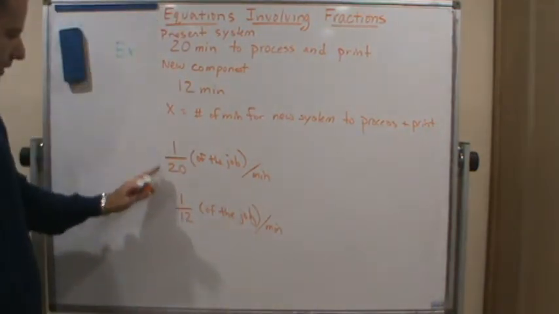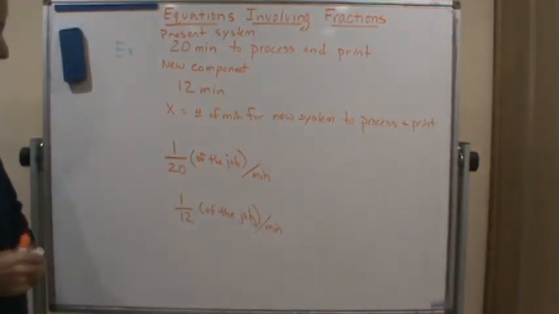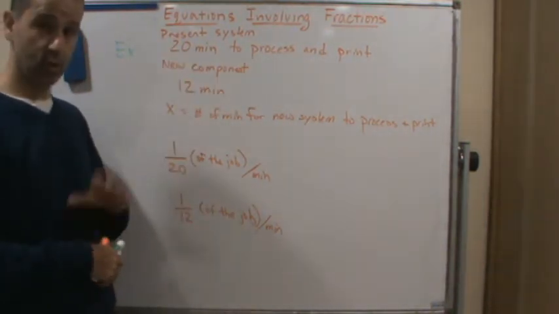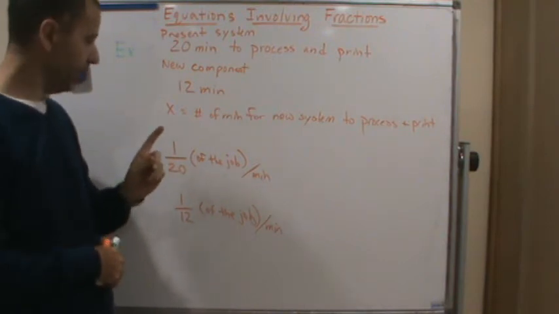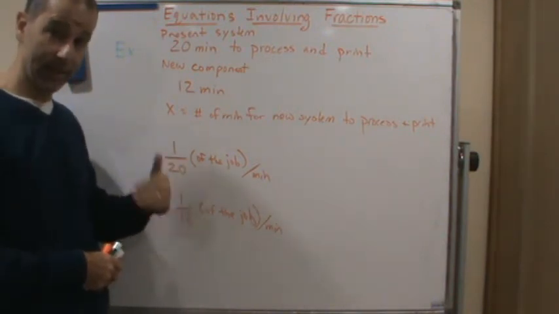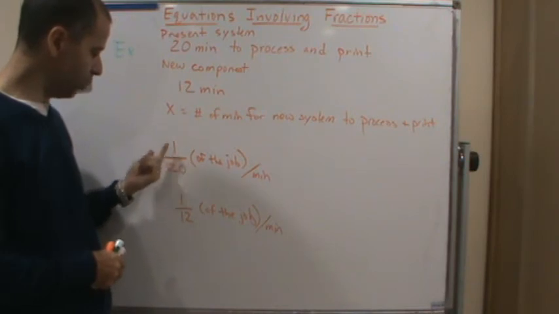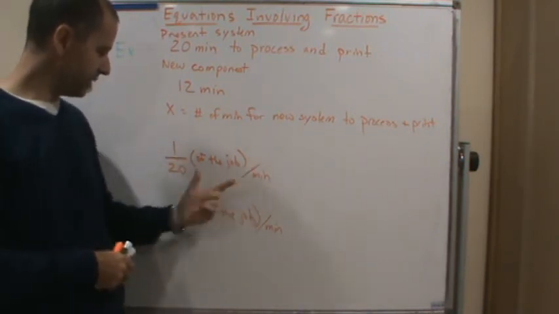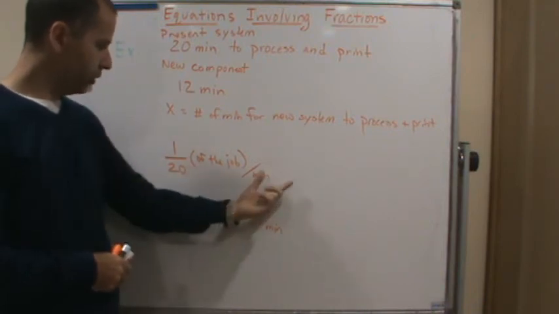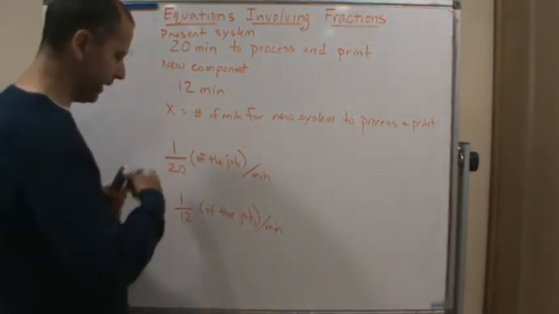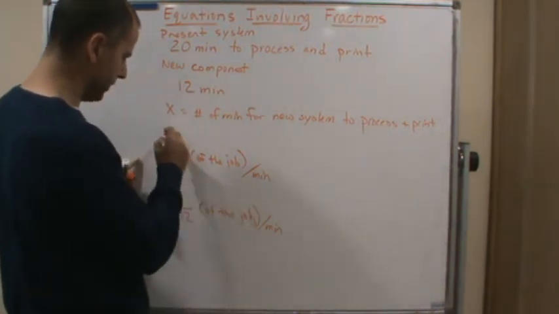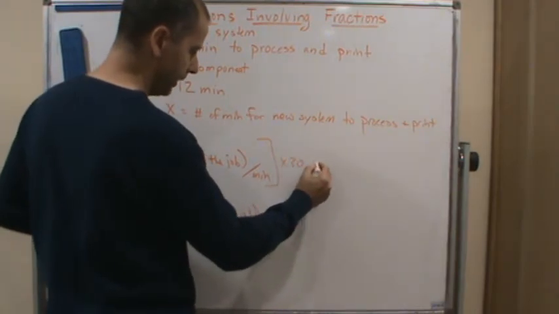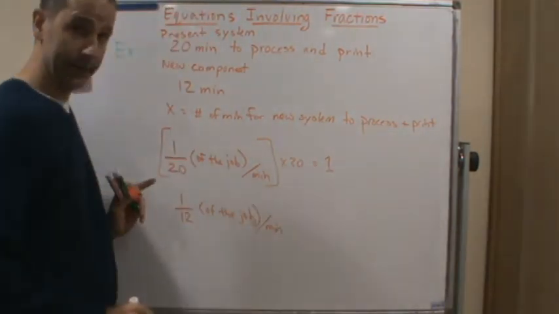So these are the rates at which they work. Let me just re-say that. It takes 20 minutes for the present system to run the job on average. So that means the rate at which it processes and prints is 1/20th of the job per minute. After 20 minutes it equals 1, so 1/20th of the job per minute times 20 minutes equals the whole job.